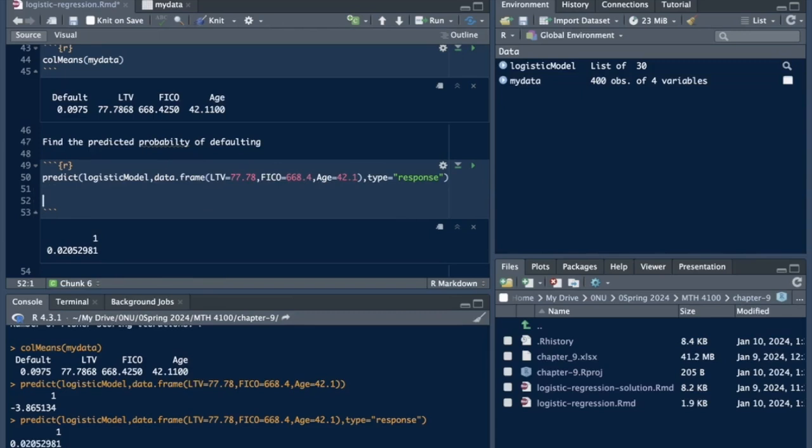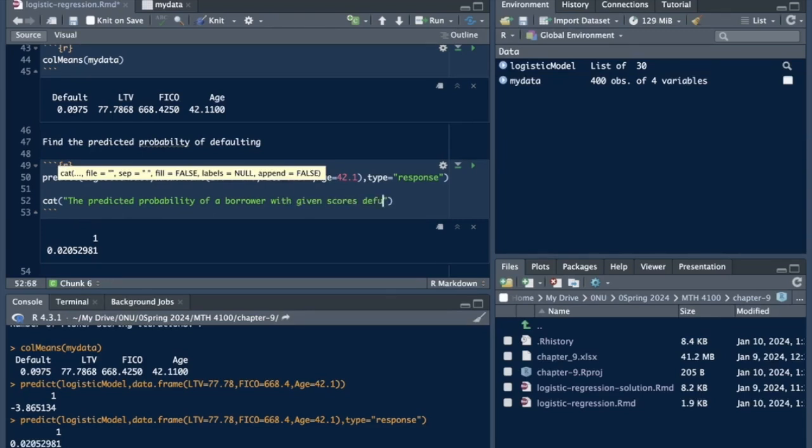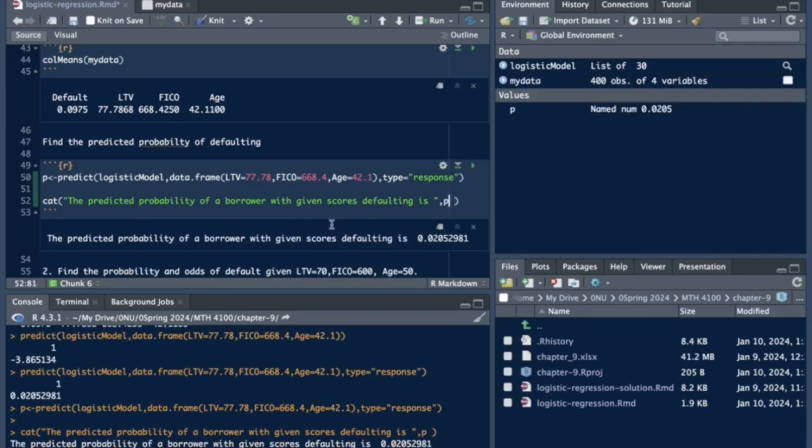You can now use cat, let's say, to concatenate this. You can write the predicted probability of a borrower with given scores defaulting. I don't know if the wording is right. So let's call it P for the sake of convenience. If you'd like to do some calculation, then you can do this.